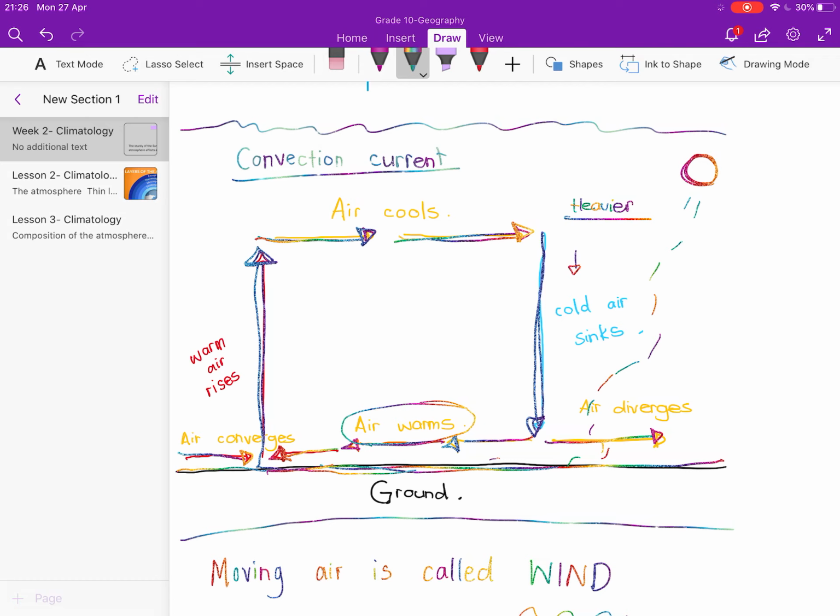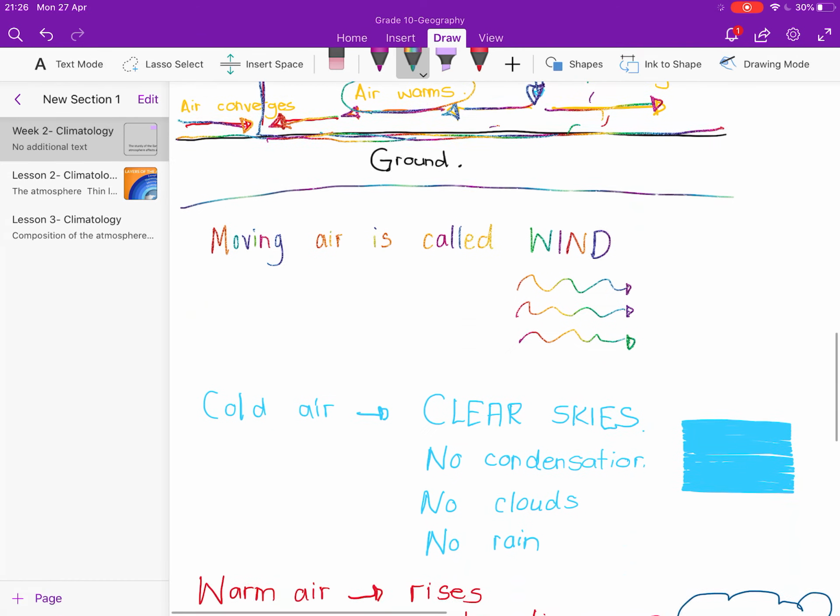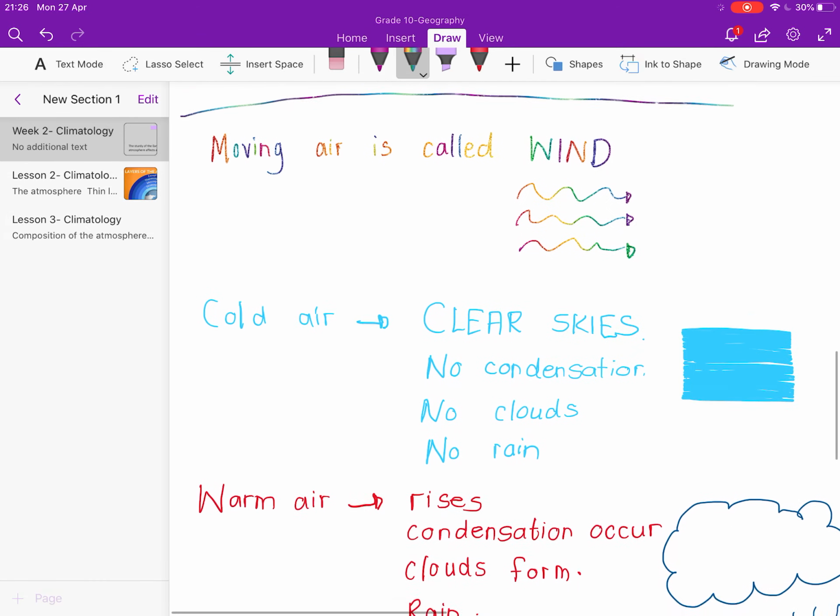So another thing to remember, and we mentioned it earlier, is any moving air is called wind. Any air that is moving, it's blowing across the surface of the earth or in the sky, that is called wind.